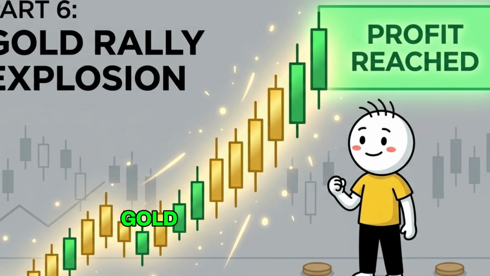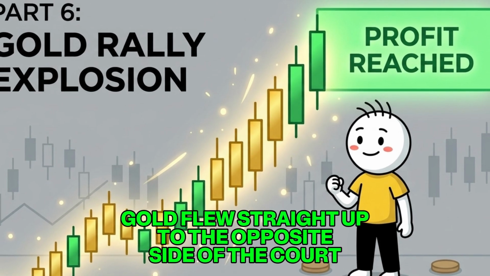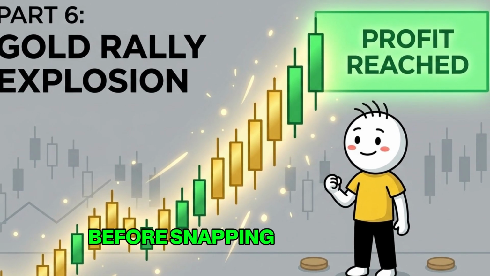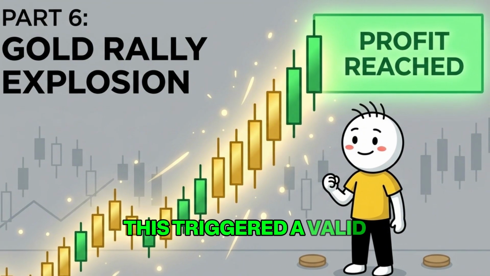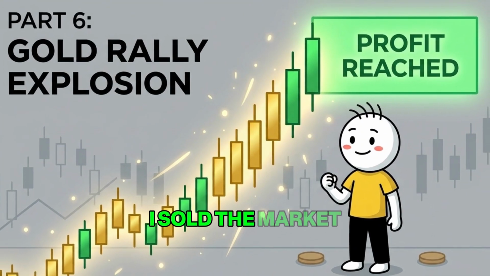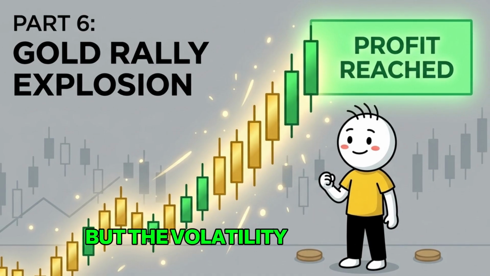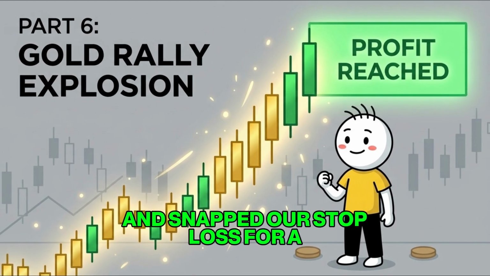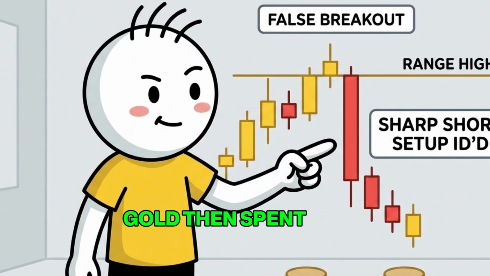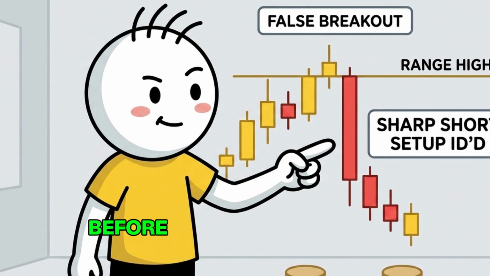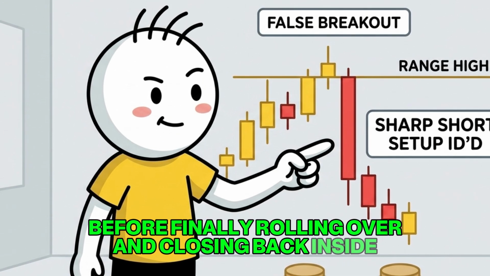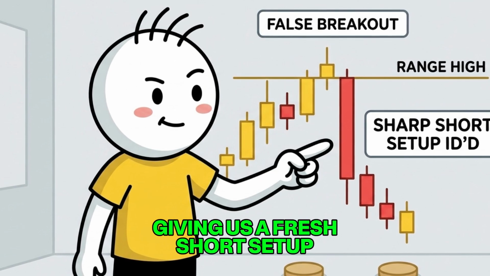Shortly after that win, gold flew straight up to the opposite side of the court, closing above the range high before snapping back inside. This triggered a valid short entry. I sold the market, put my stop at the high, but the volatility caught us and snapped our stop loss for a -1R loss. Gold then spent some time trading above our range roof before finally rolling over and closing back inside, giving us a fresh short setup.